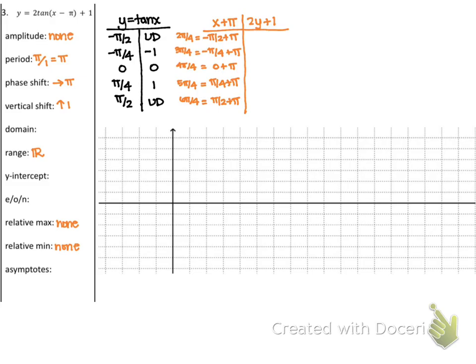Okay, then times 2 plus 1. All right. If you take something that is undefined, so 1 over 0, and you times it by 2, it's now 2 over 0. It's still undefined. If you then take something that was undefined and you shift it up 1, it's still undefined. That hasn't changed. Negative 2 plus 1 is negative 1. 0 plus 1 is 1. 2 times 1 plus 1 is 3. And then undefined. Still undefined. That hasn't changed. Okay, so let's go ahead and see if we can plot these on our graph.